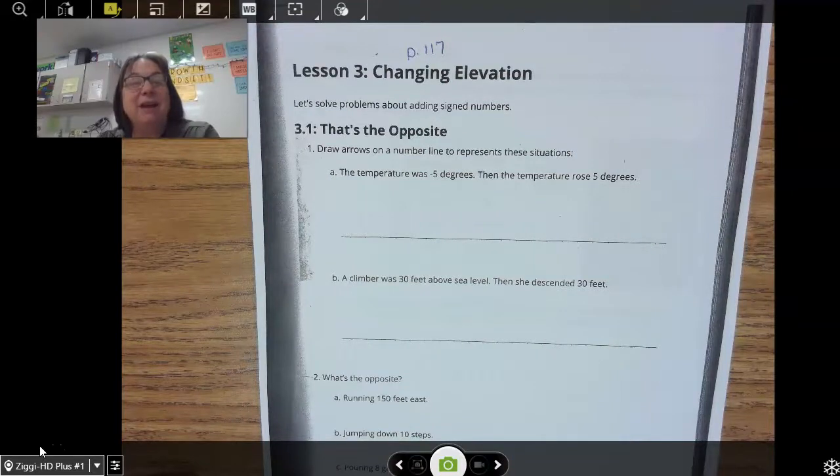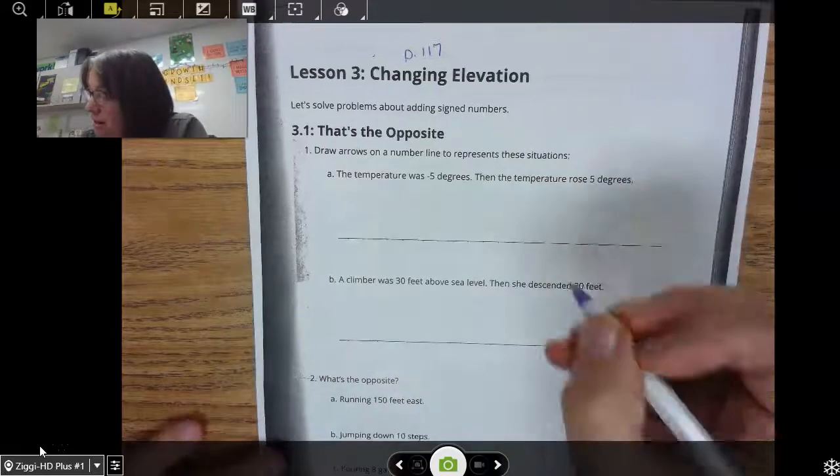So we're going to talk about adding signed numbers today. That's the opposite. So draw arrows on a number line to represent these situations. The first one says the temperature was -5 degrees. Then the temperature rose 5 degrees. So we want to show this.